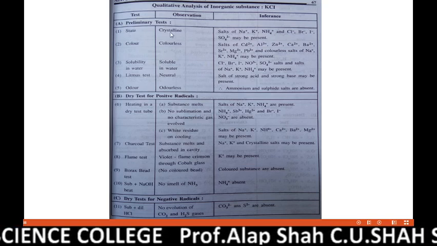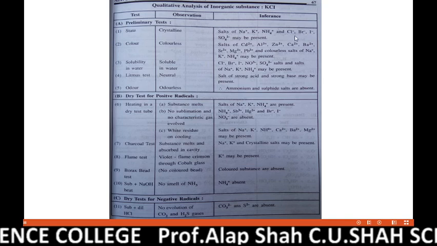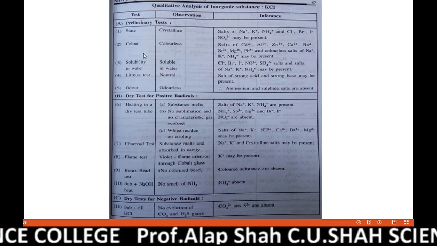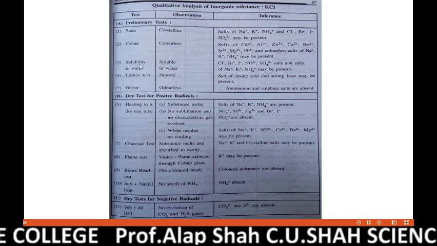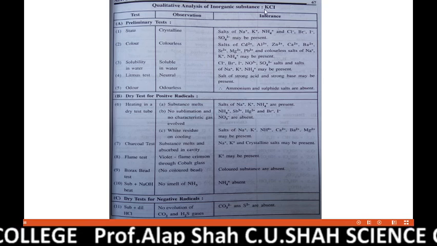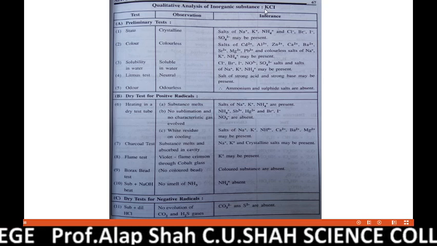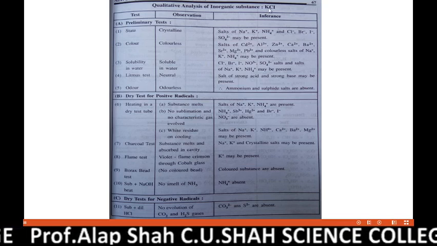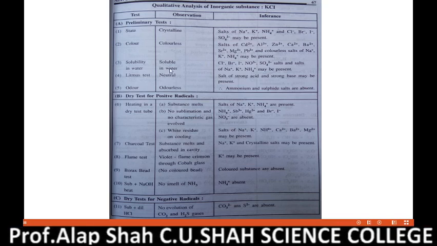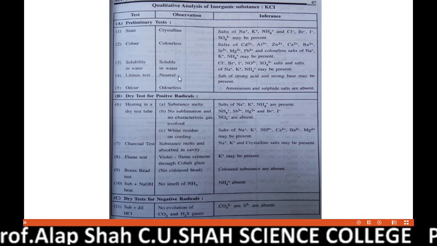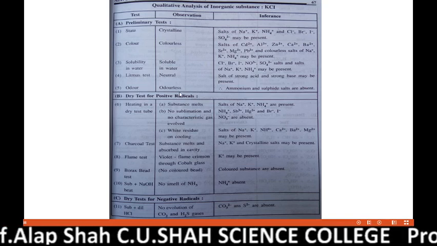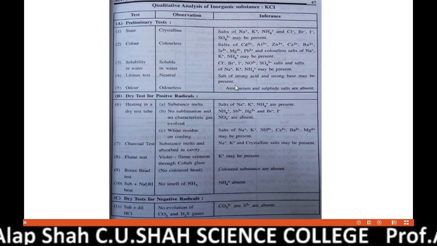State is crystalline, so just go through this inference. Color is colorless. Solubility in water: K plus, NH4 plus, and Na plus, positive ions of the 5B group, are always water soluble, so it is soluble in water. Litmus test, it is neutral. And odorless, no specific smell.